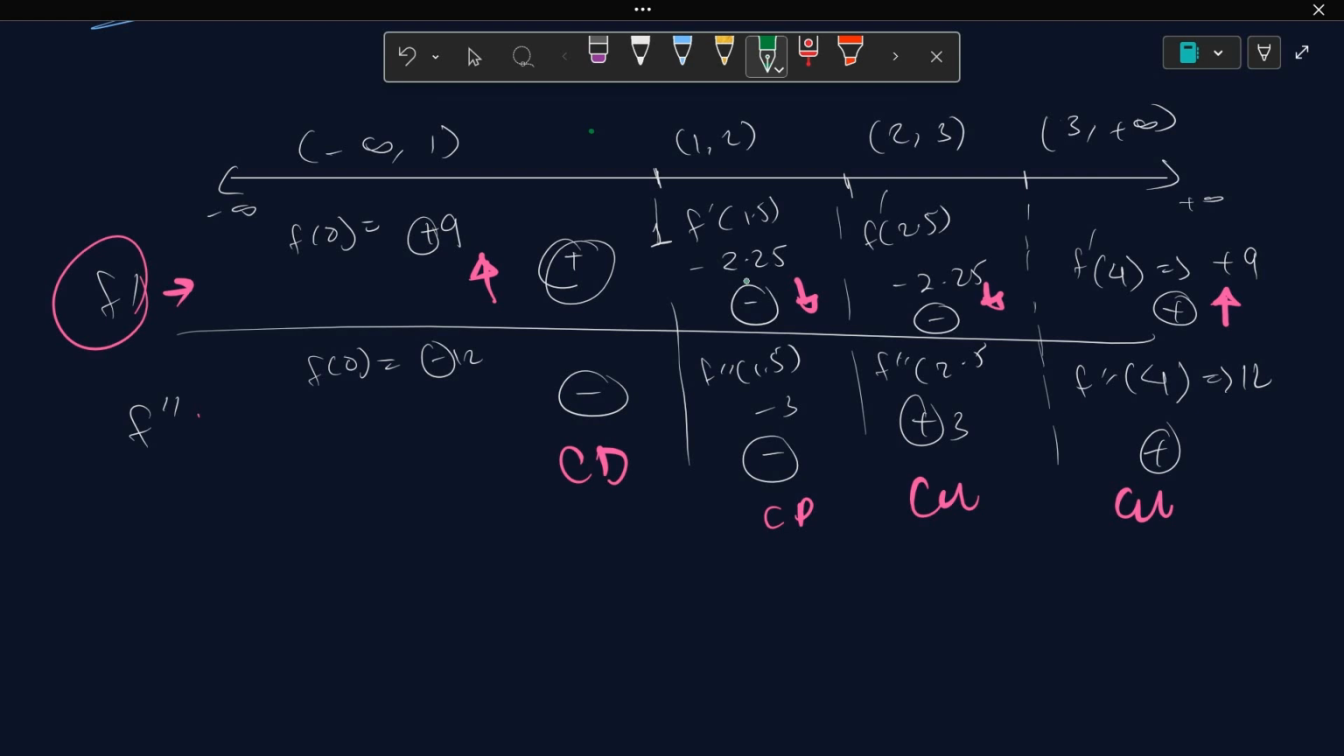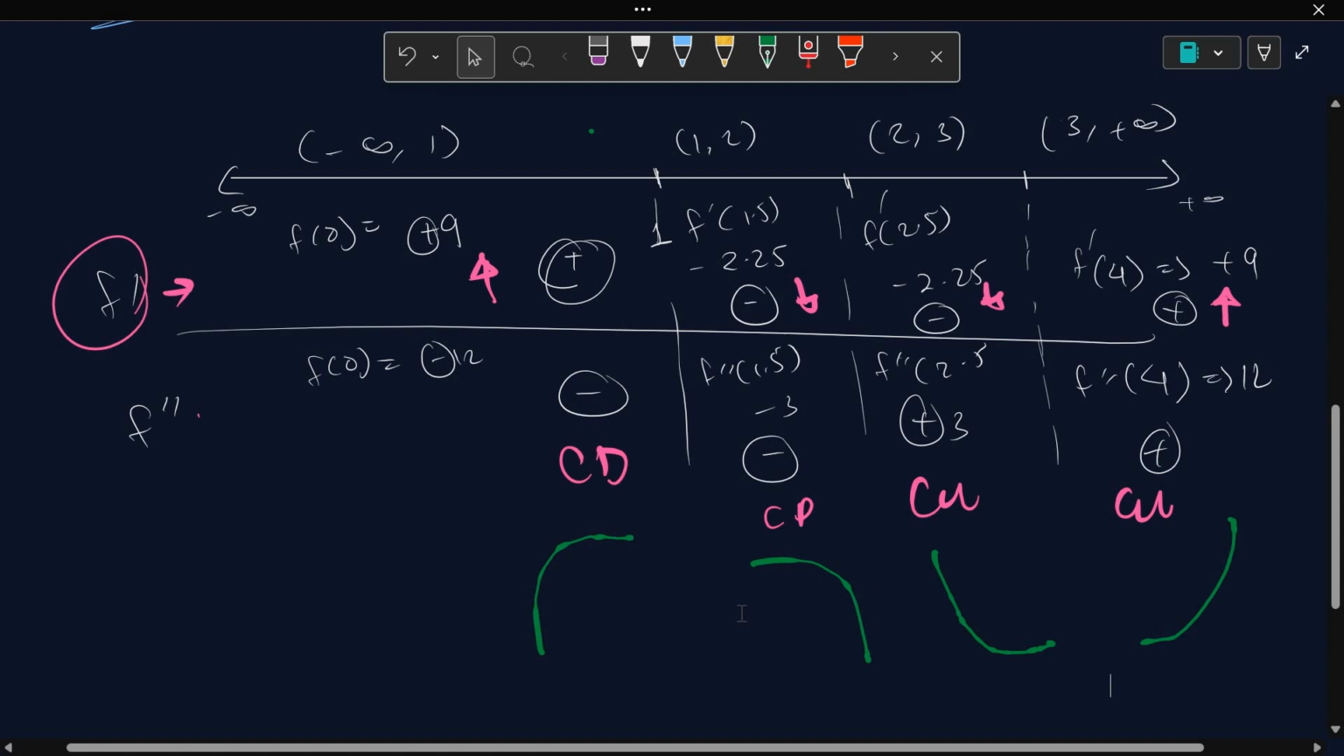So I know my interval from negative infinity to 1 is basically going to be increasing, but concave down, like bending downwards. In this case I'm going to have a decreasing function, however it's going to be bending downwards, concave down. Then I'm going to have a decreasing function as well, but this one is going to be concave up, like bending upwards. And in this one I'm going to have an increasing function as well, but this is going to be concave up. So this is what I have figured out.